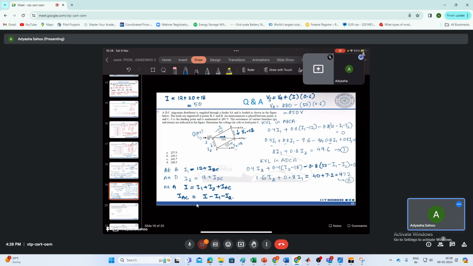Then solving this, I1 and I2. So basically you get I1 as 16.25 and I2 as 21.375. So voltage at C, VC is VA minus 0.8 times 50 minus I1 minus I2. That will be 240.1.